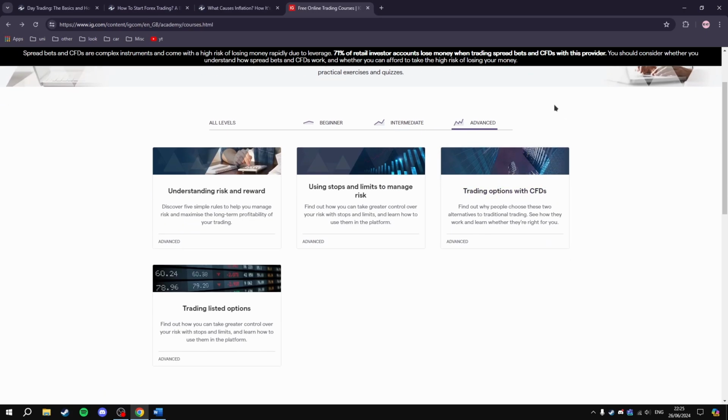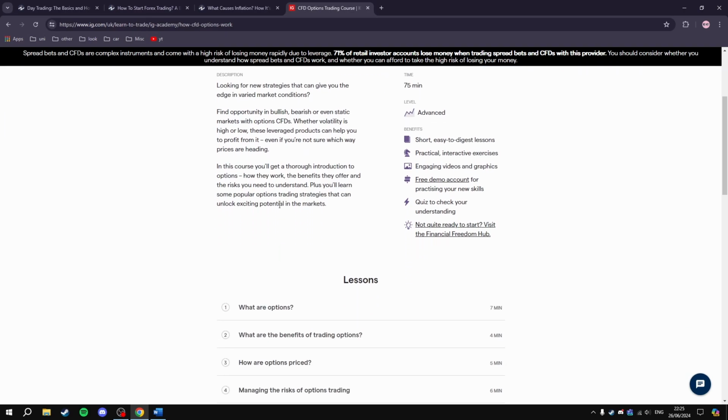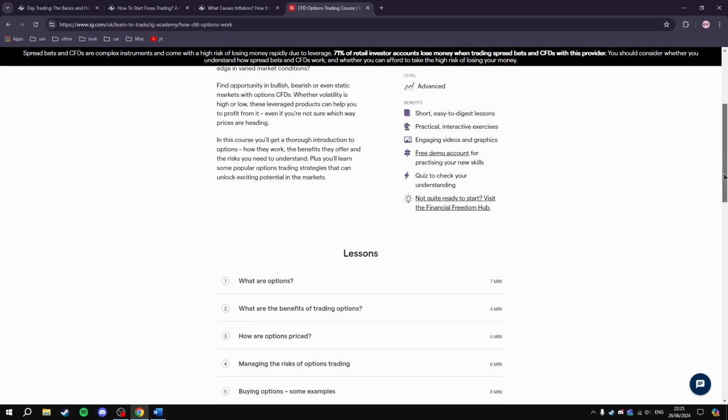So now we're on to trading options with CFDs. Looking for new strategies that can give you the edge in varied market conditions? Find opportunities in bullish, bearish, or even static markets with options CFDs. Whether volatility is high or low, these leveraged products can help you to profit from it, even if you're not sure which way the prices are heading. In this course, you'll get a thorough introduction to options, how they work, the benefits they offer, and the risks you need to understand. Plus, you'll learn some popular options trading strategies that can unlock exciting potential in the markets. So let's go then.